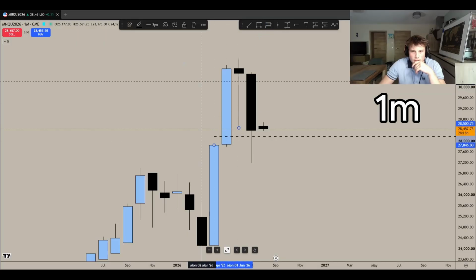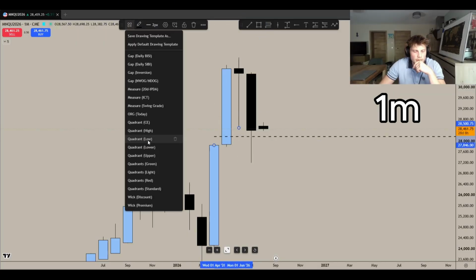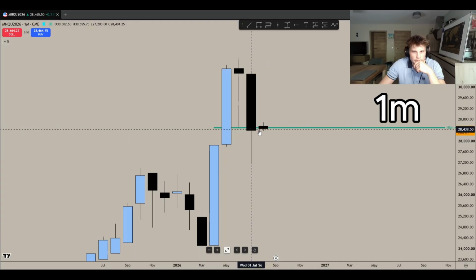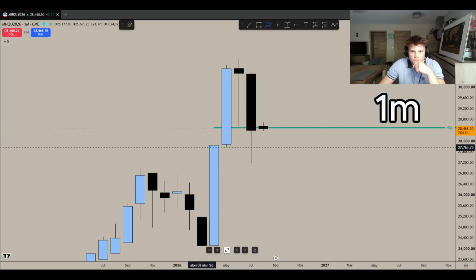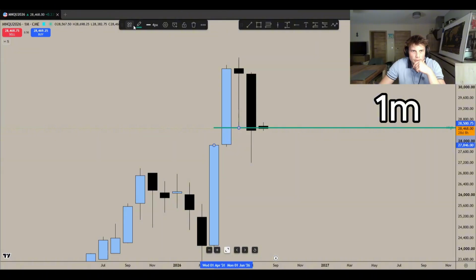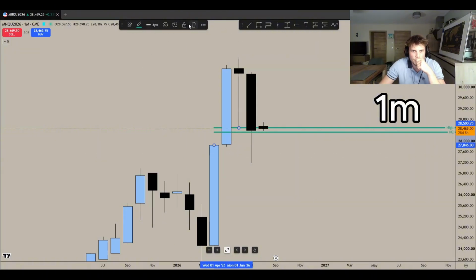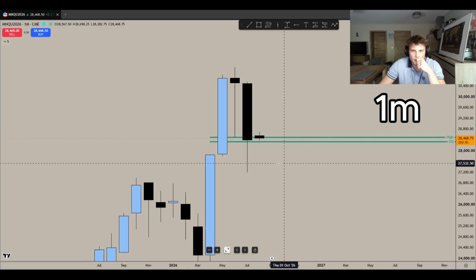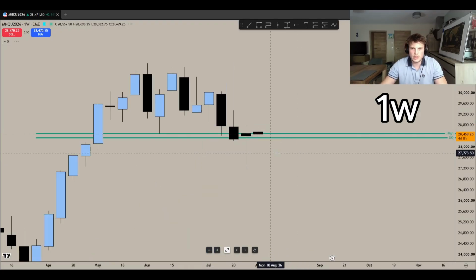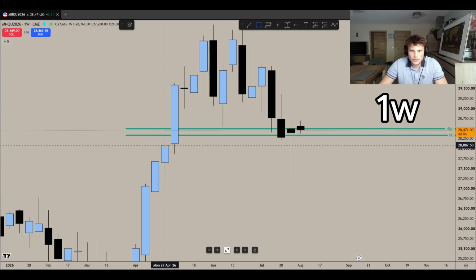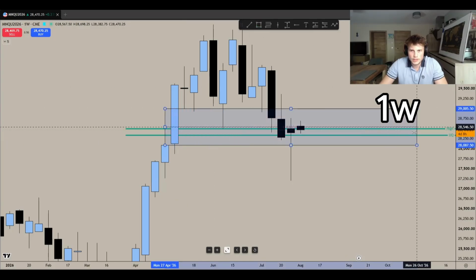First is the monthly here. I'm just gonna mark up the high of this BISI, make it a 4-point, because we're right around this level, so it might be interesting. Let's also put up the upper quadrant, might also be interesting. Then the weekly, we have this gap which we're currently playing.